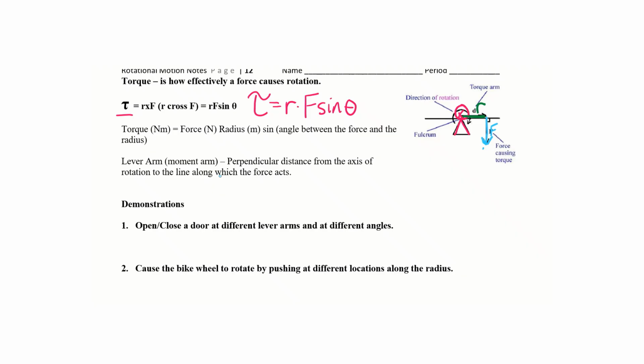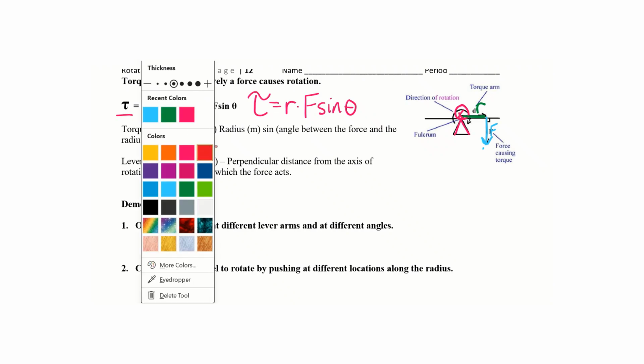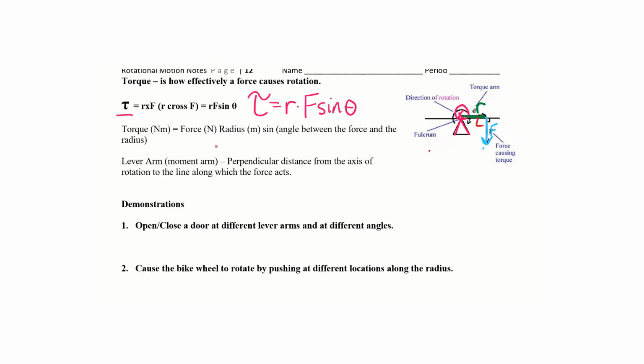So R is the lever arm, how far from the axis of rotation the force is applied. F is the force times the sine of theta. Theta represents the angle between them. The angle between them is 90 degrees in this example. So torque would be R times F times the sine of 90 in this case.